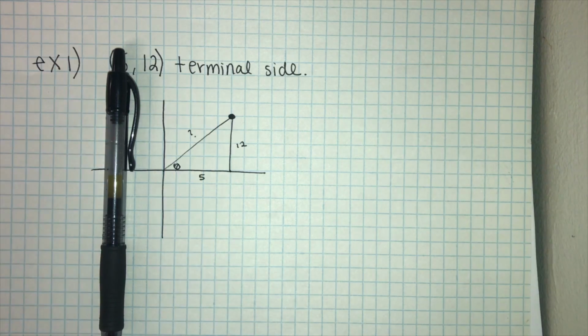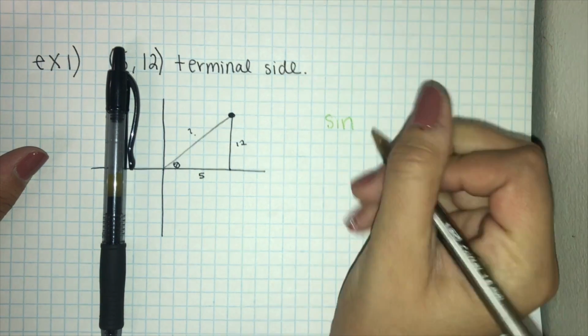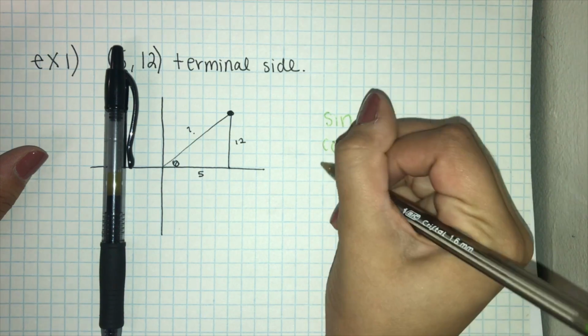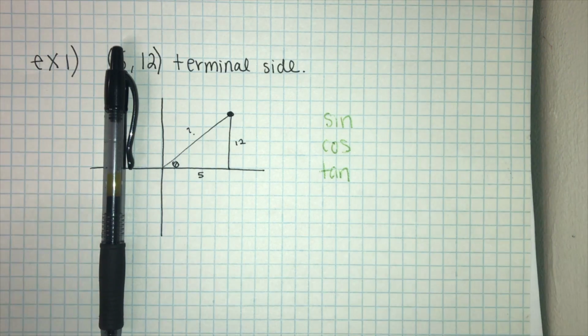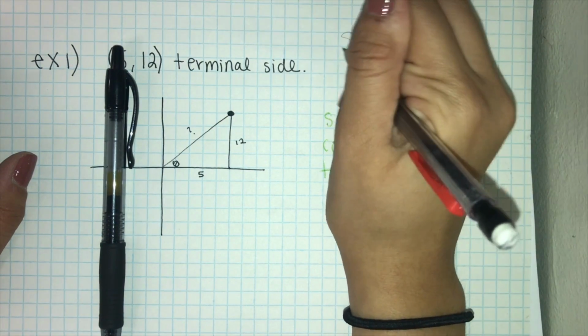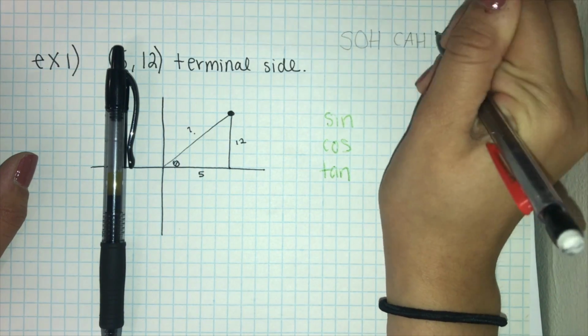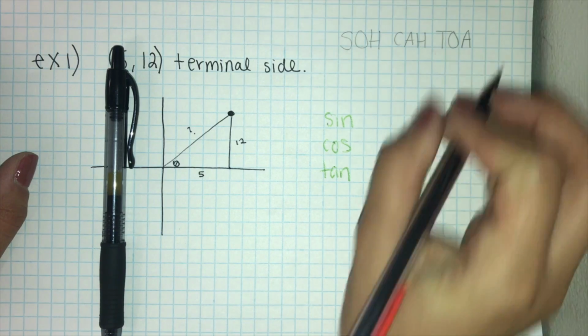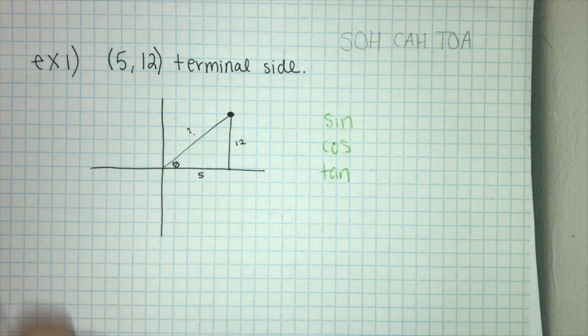And then on the side, I'm just going to grab another color pen and do the first 3 trig functions that we know, so sine, cosine, and tangent. And at the top, I'm just going to write SOHCAHTOA, just in case you need a reminder of what each of those 3 means, because I know sometimes it's not something we just use all the time.